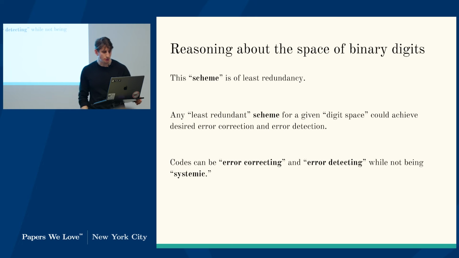Hamming takes this idea and talks about these schemes as being systemic. A systemic scheme is not something rigorously defined, but you can tell the difference between just moving dots around and having a scheme where the parity checks are isolated from the message themselves.